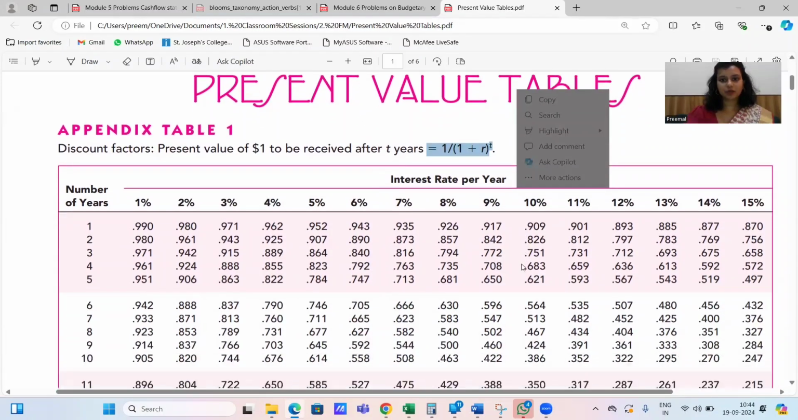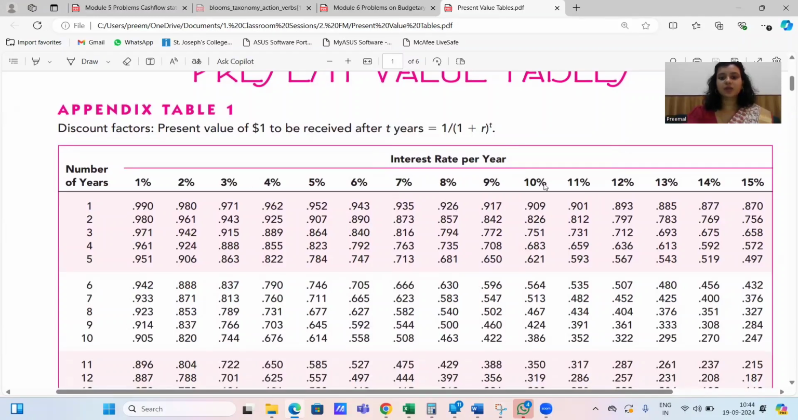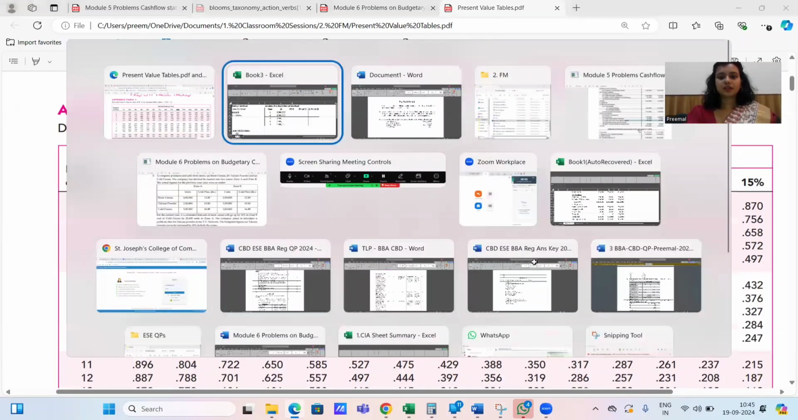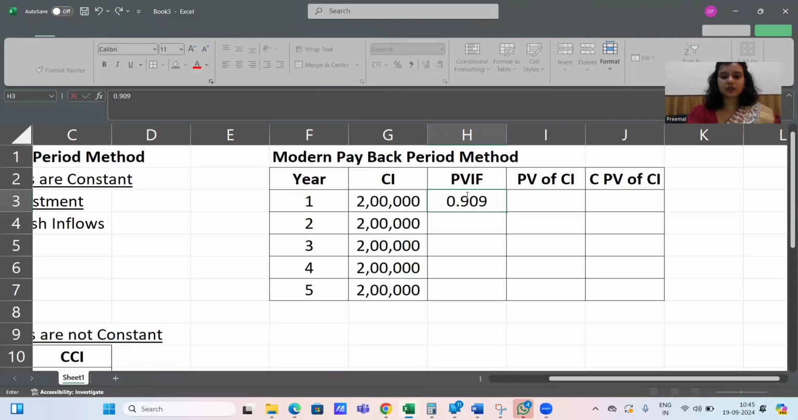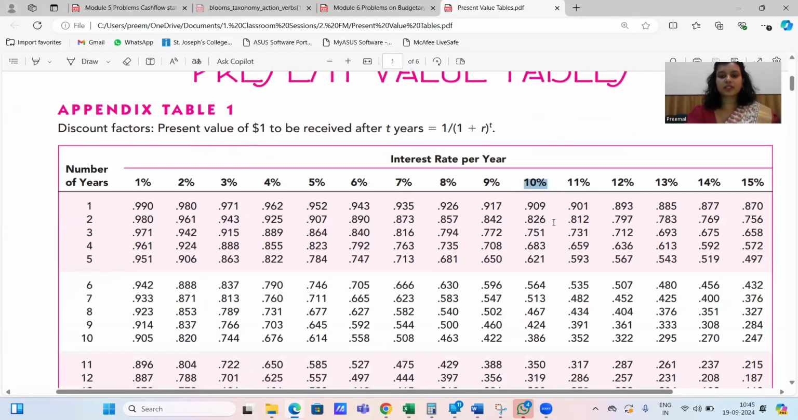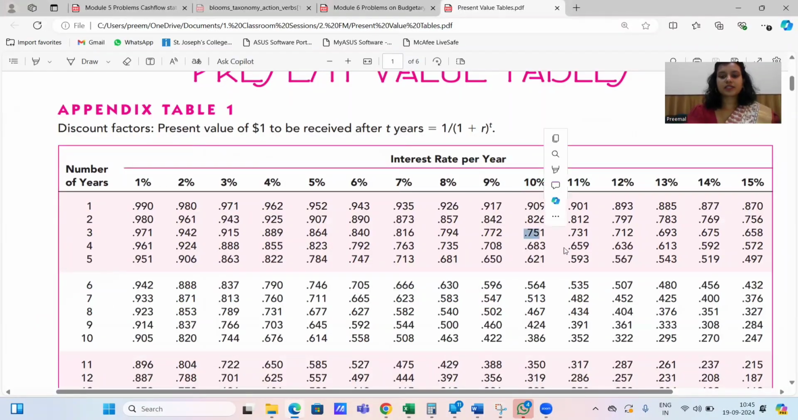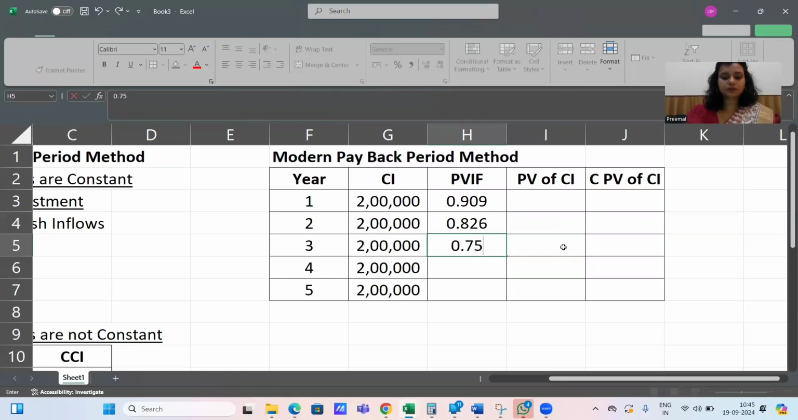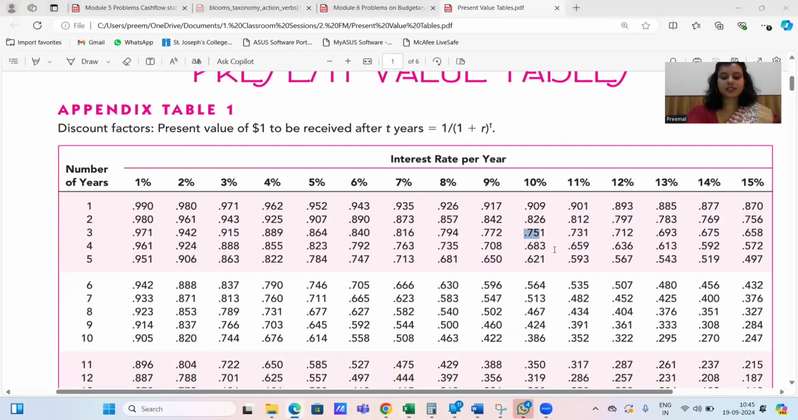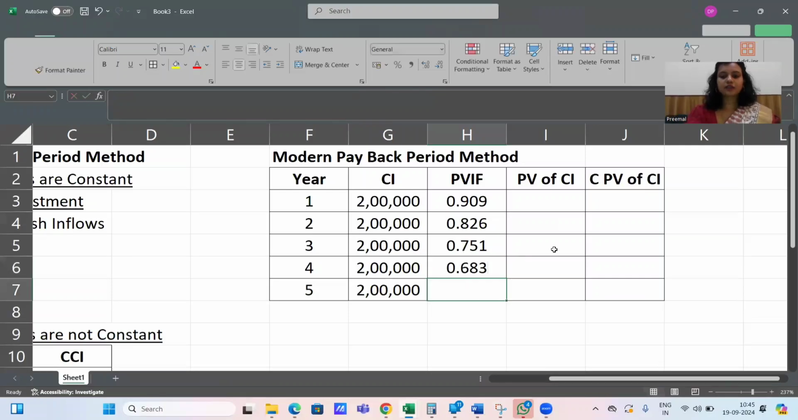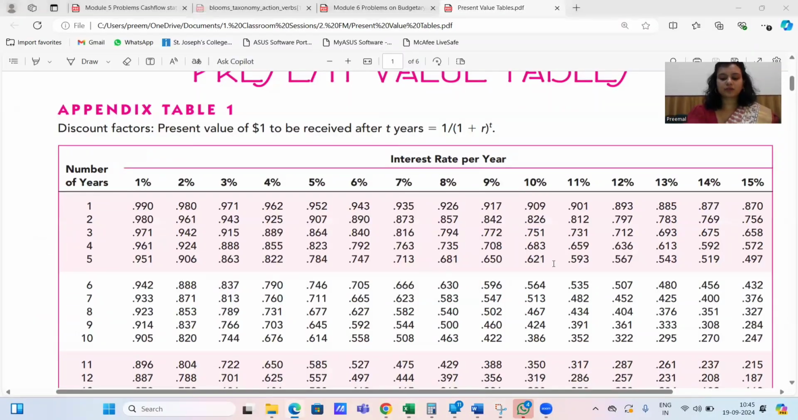So I am looking at the table over here. And in this table, I will be looking for the discount factor that is given in the question, which is 10%. And for every year, the present value interest factor is mentioned. All I have to do is copy this into my table. So for the first year, it was 0.909. For the second year, it's 0.826. For the third year, it's 0.751. For the fourth year, it's 0.683. And for the fifth year, it's 0.621.